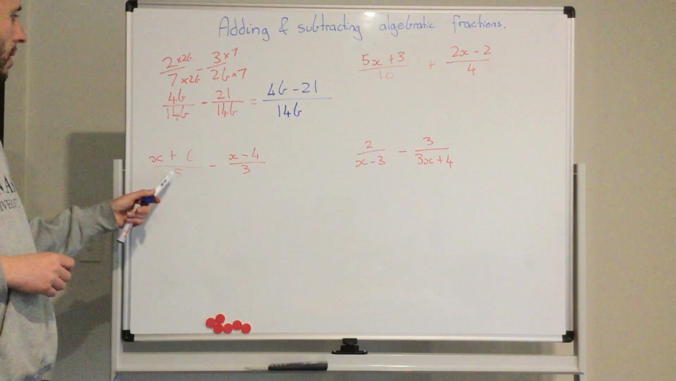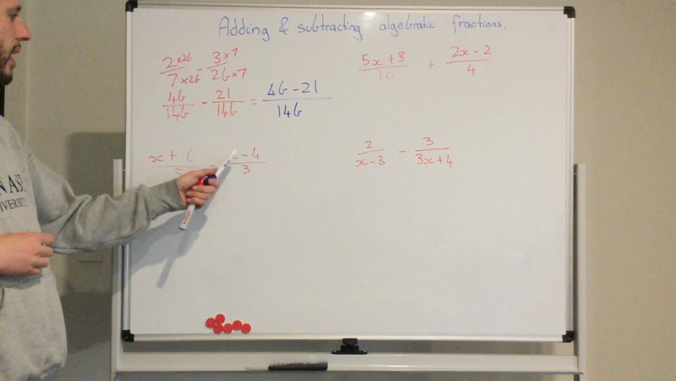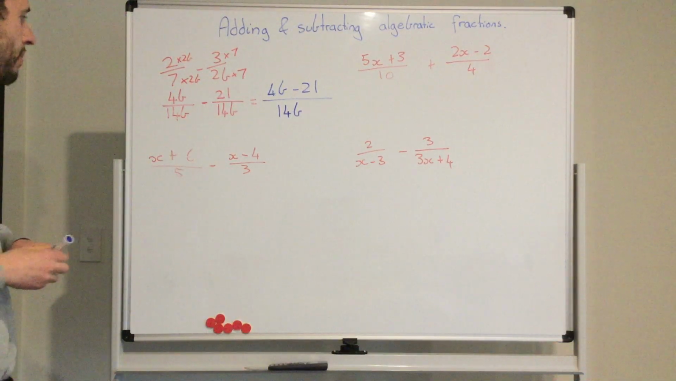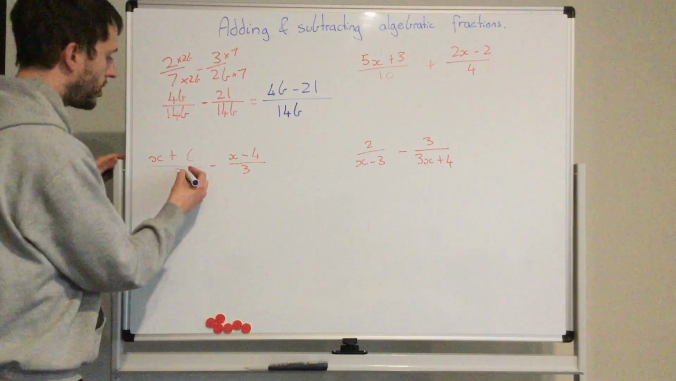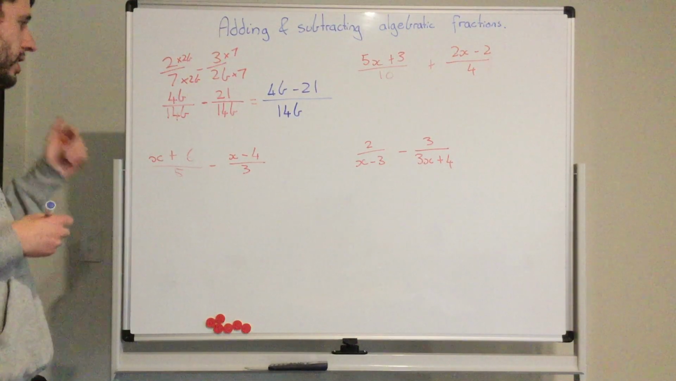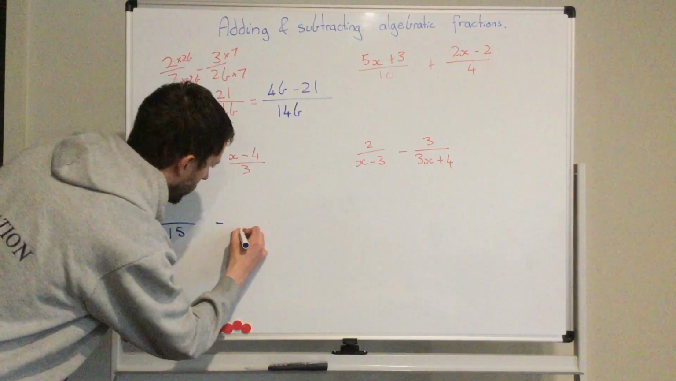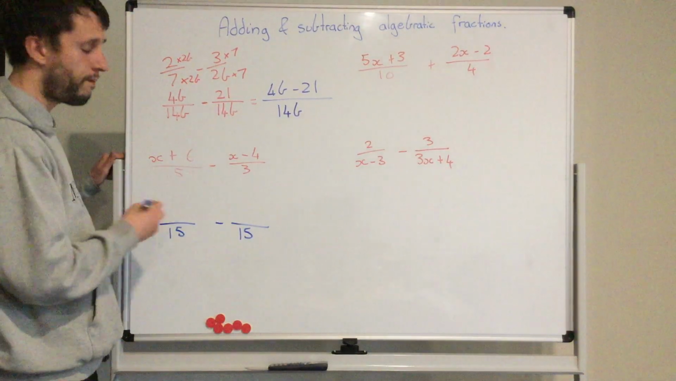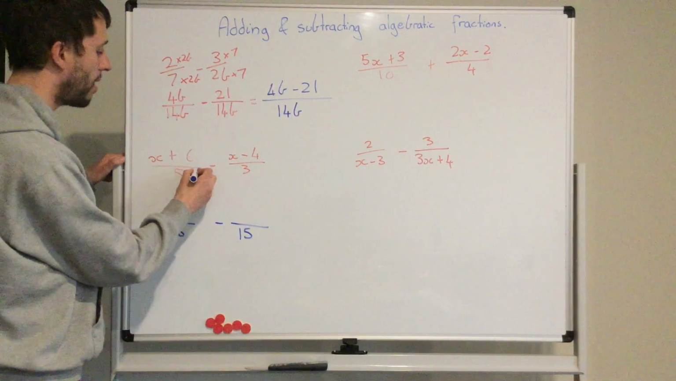Let's move on to the next question. x plus 6 divided by 5, take away x take 4 divided by 3. Now the first thing I want you to think about is our denominators have to be the same. So to get them the same, I know 3 times 5, the lowest common multiple is 15. So straight away I know that my denominator will be 15. How did I get it to 15? What did I do to this 5? I went 5, 10, 15, I times it by 3.